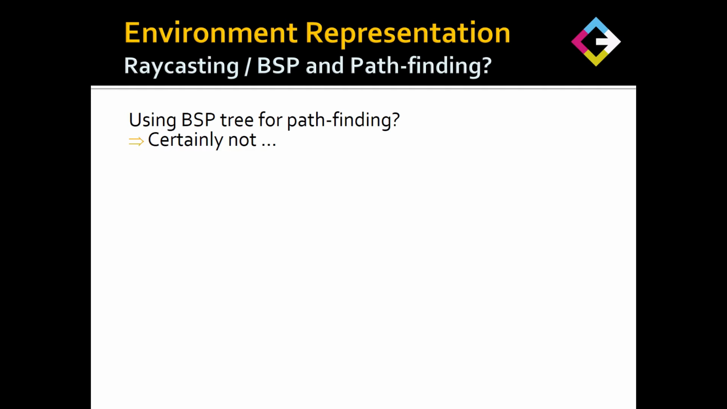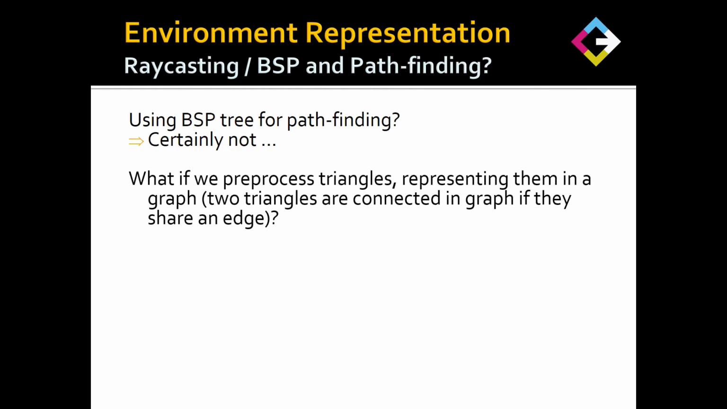But back to pathfinding. Using a BSP tree for pathfinding is no good, as it just confines triangles in subspaces. We need proximity information, that is, how triangles connect to each other, or in better terms, what triangles are linked through the actions of movement and jumping. What if we use triangles directly?